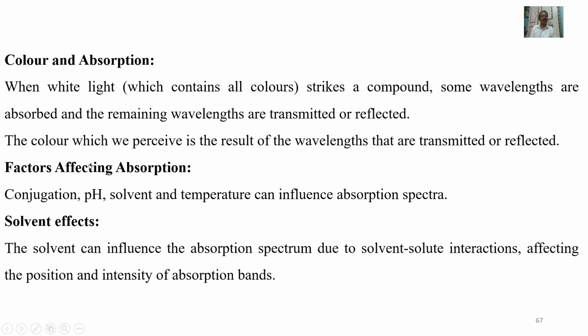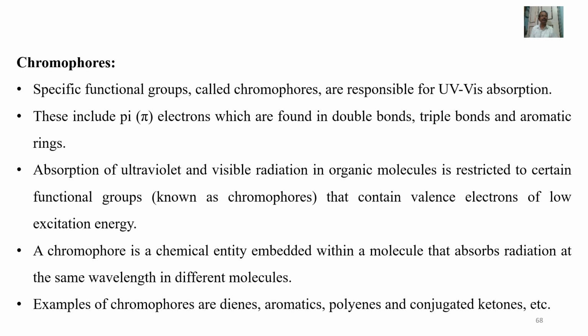Factors affecting absorption: conjugation, pH, solvent, and temperature can influence absorption spectra. Solvent effects: the solvent can influence the absorption spectrum due to solvent-solute interactions affecting the position and intensity of absorption bands. Chromophores: specific functional groups called chromophores are responsible for UV-vis absorption. These include pi electrons, which are found in double bonds, triple bonds, and aromatic rings.